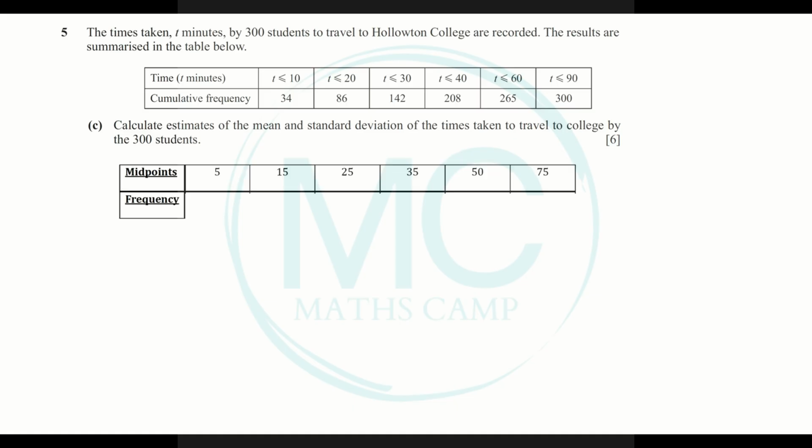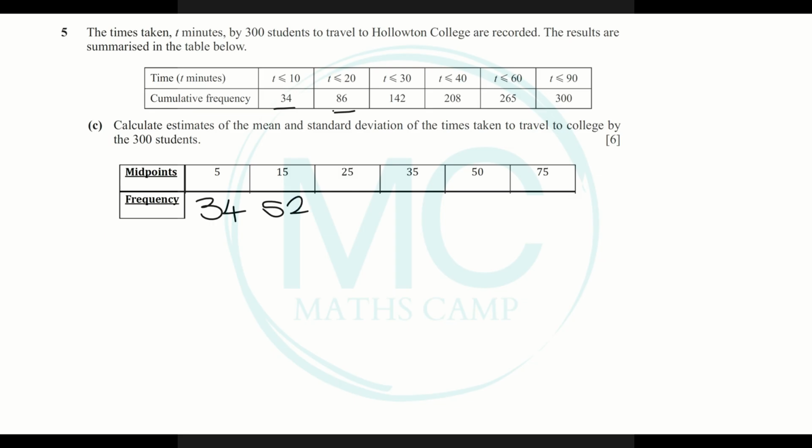Now I can find the frequencies. To find the frequency of each interval from a cumulative frequency graph, all we do is subtract the cumulative frequency before the interval. So for our first interval, it will remain the same, 34. For our next interval, 86 minus 34 gives us 52.